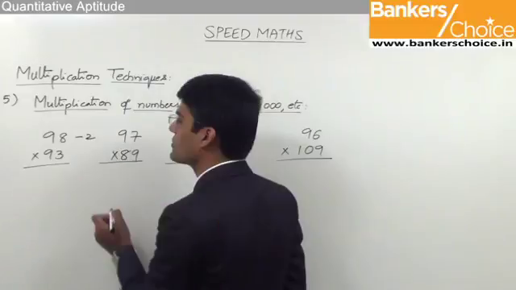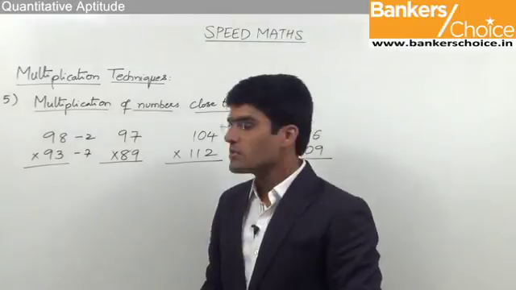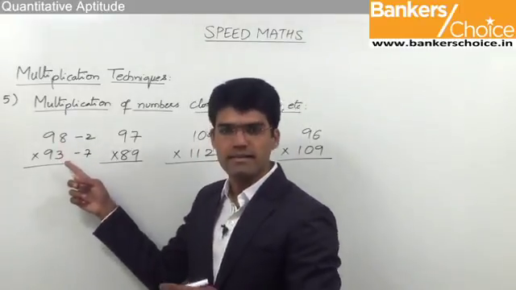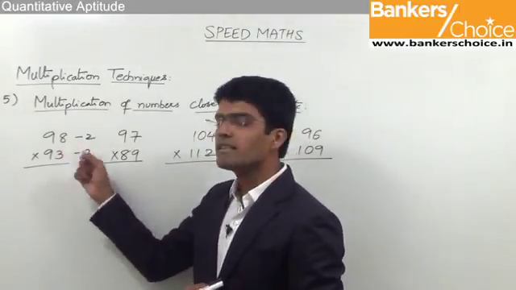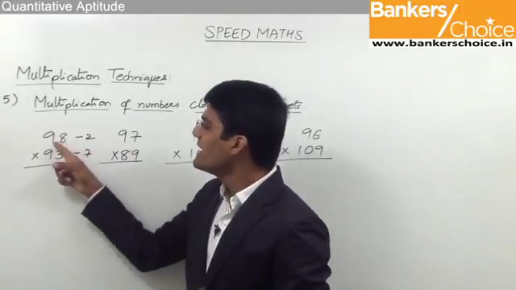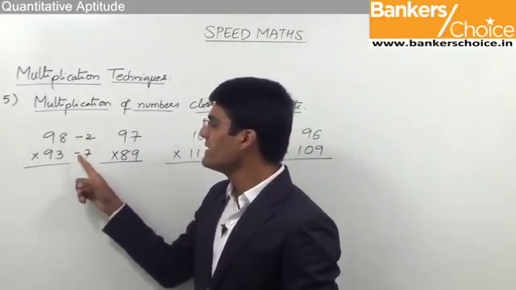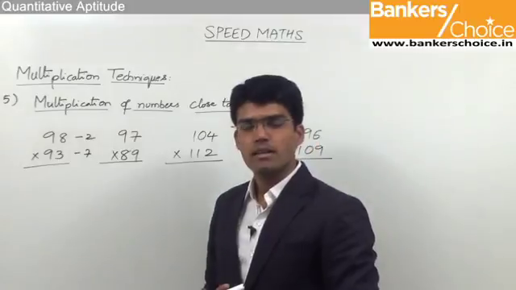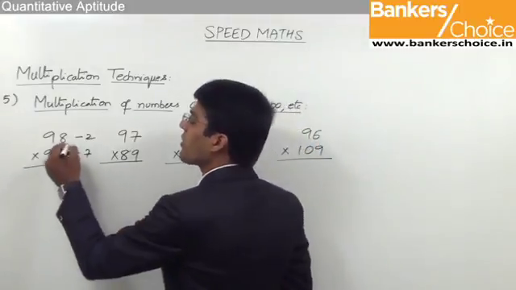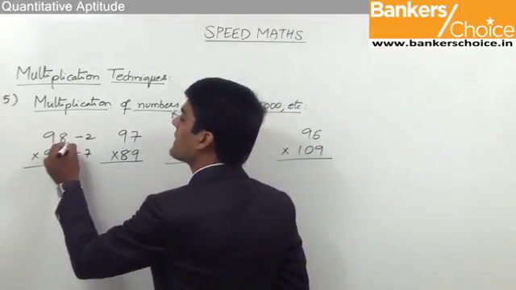So the first step here is we need to check the distance of these numbers from 100 or from 1000 as the case may be. So here, as the base is 100, that is the numbers are close to 100, we are checking the distance from 100. So 98 is 100 minus 2 and 93 is 100 minus 7. The next step here is to take the cross difference between the numbers and the distances.